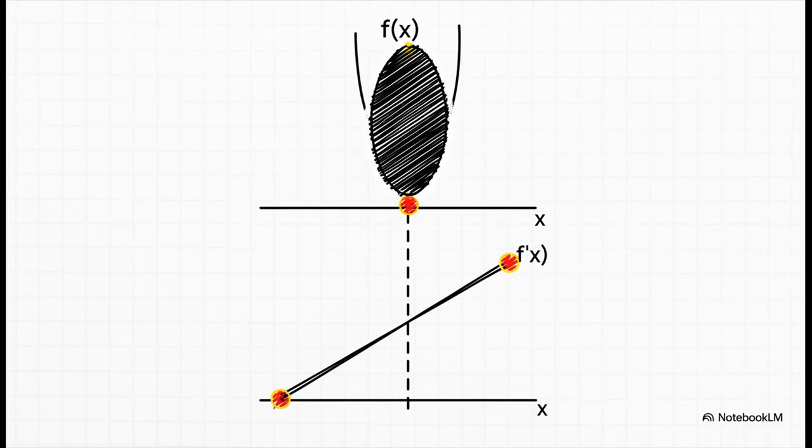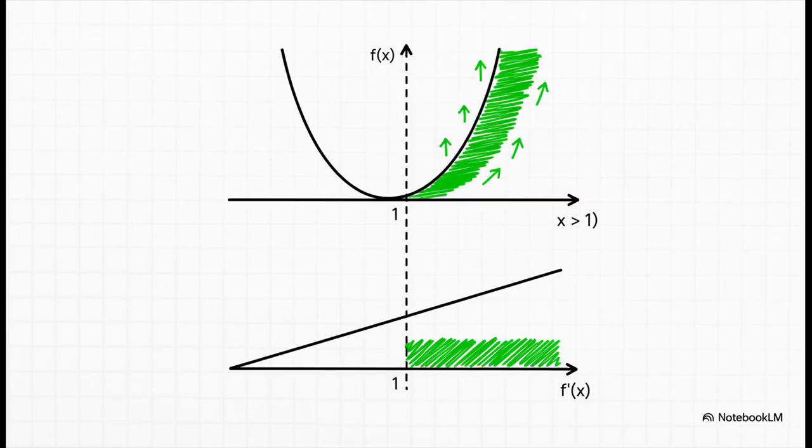It's a perfect match. And to complete the picture, check out the right side of the parabola, where x is greater than 1. The curve is climbing, right? It's increasing, so its slope is positive. And its derivative? Sure enough, that line has jumped up above the x-axis into positive land. See?